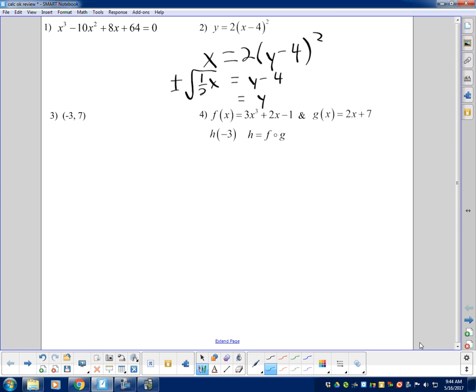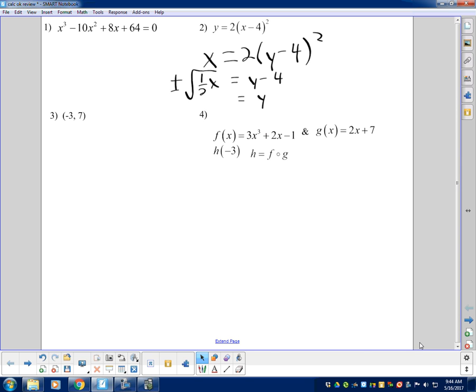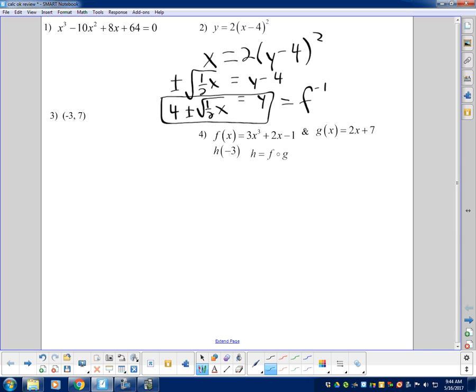Final answer is going to be y equals 4 plus or minus the square root of 1/2 x. So this is our inverse. Sometimes what we'll use is a little f inverse of x instead of calling it y. That's the symbolism. But the process is to switch x and y and go through the algebra to solve for y, if you're able to.